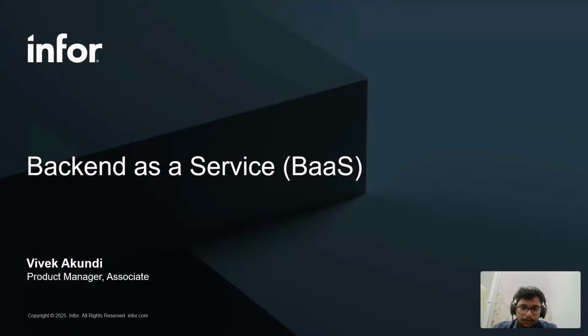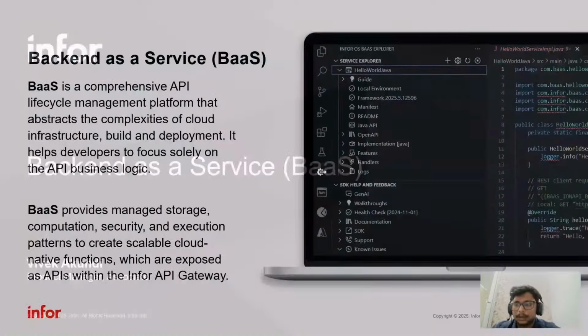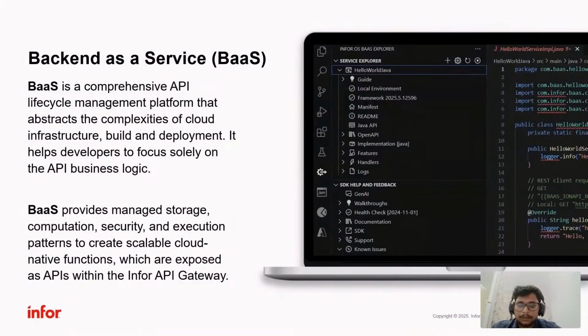Today we are discussing backend as a service. Backend as a service is also an essential component in API offerings from Infor. BaaS is a comprehensive API lifecycle management offering that abstracts the complex cloud infrastructure, building and deployment, so developers can solely focus on developing their business logic without worrying about configuration. BaaS also provides managed stores, services, and secure computation execution patterns to create scalable cloud native functions, which can be directly exposed in API Gateway under the BaaS suite.